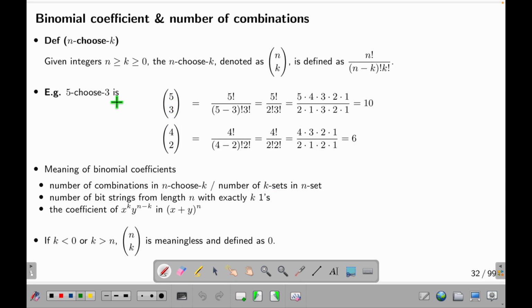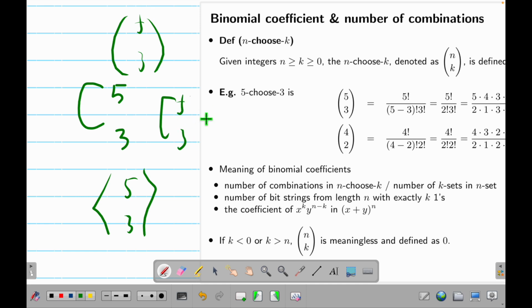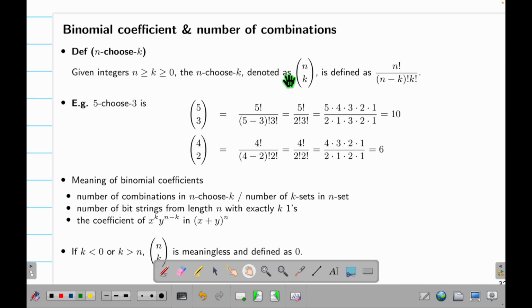5 choose 3. Some people will write this, but we don't write this. We just write a bracket, because later we will have other brackets. You have this bracket, you have this bracket, they are all different things. This is 5 choose 3.